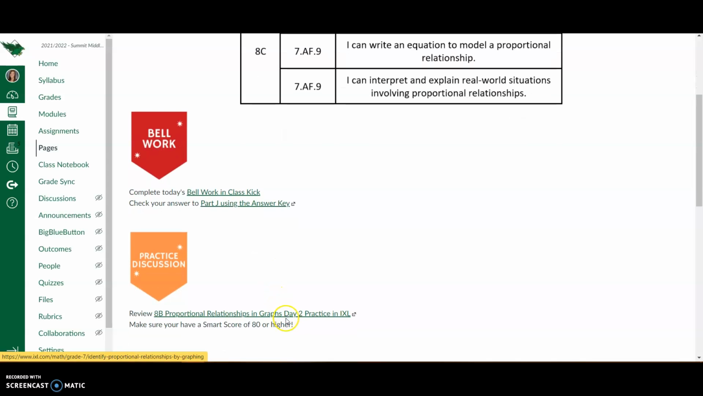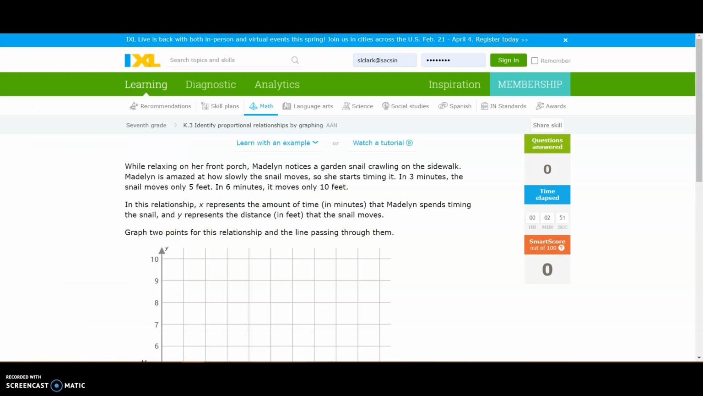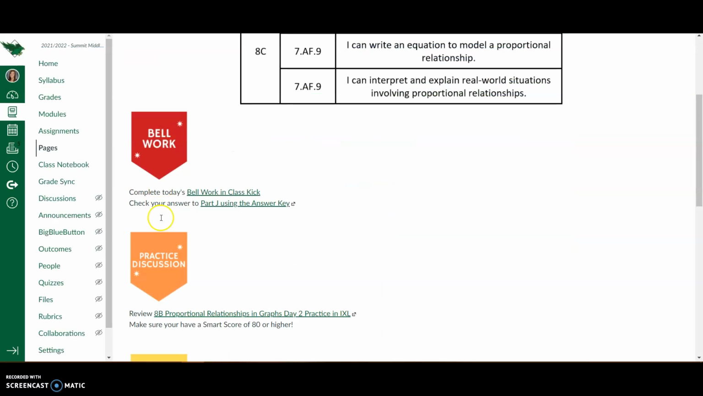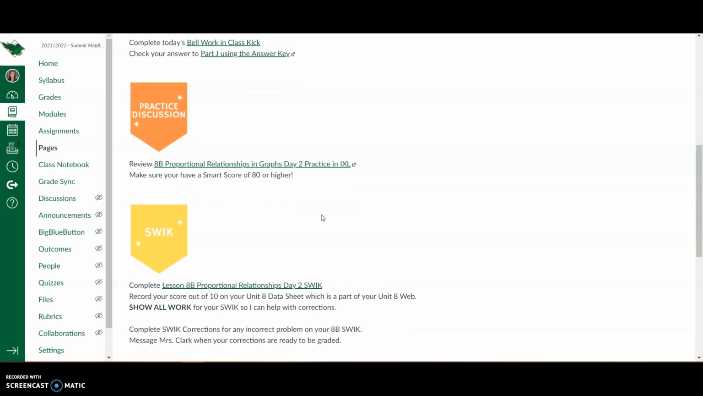And then our homework from the previous class day was to do some IXL practice over proportional relationships in graphs. When you click on that link, it'll take you to this IXL practice. Your goal was to have a SMART score of 80 or higher. If you don't have that, please try a few more questions until you get that SMART score that you need. And then we're going to do our SWic.